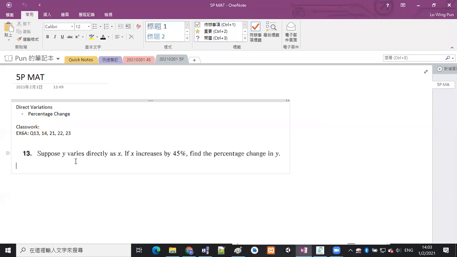So last week we were talking about direct variation, and we have done some exercises and an example on direct variation. That is about percentage change under direct variation. Today I would like to do a few more examples on percentage change with you in this lesson.